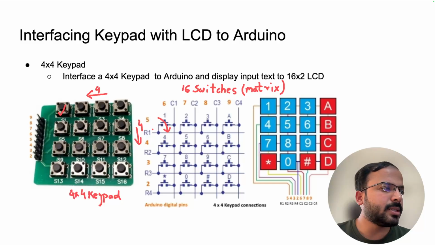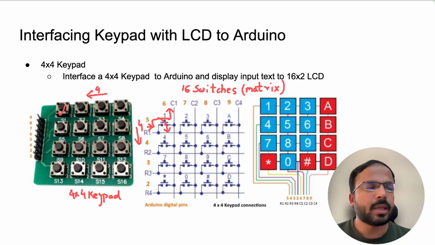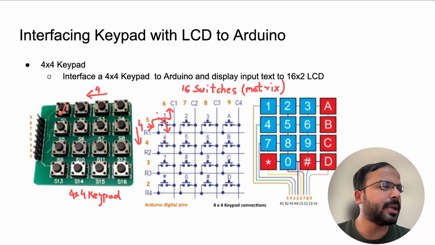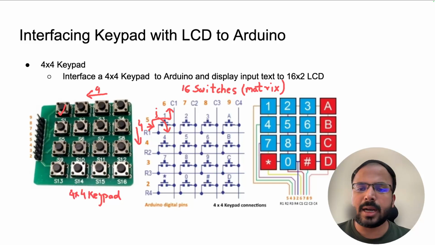If you press this, you will see that the current can flow like this, in this direction. So now R1 and C1 got completed, and this will allow the current to flow. The current can flow here, and the Arduino will sense that this intersection was pressed, and it will recognize that particularly key 1 was pressed.